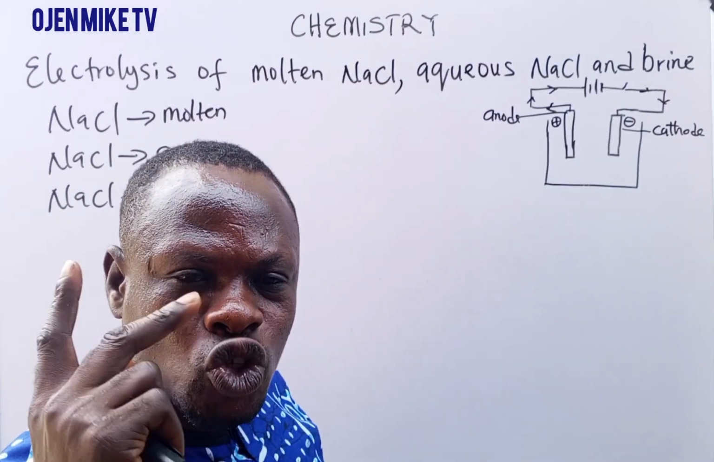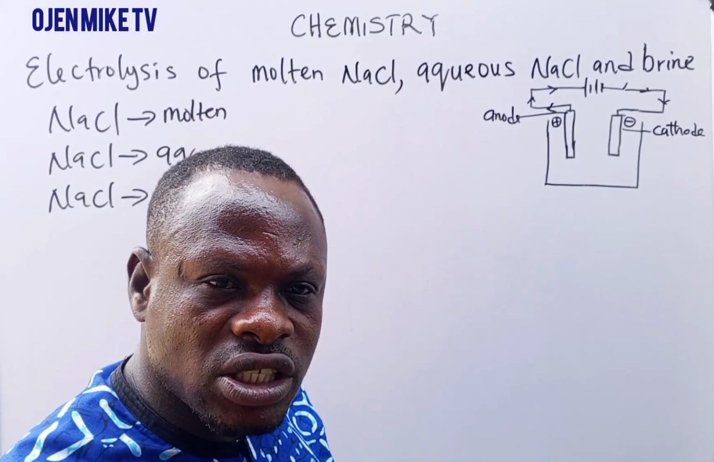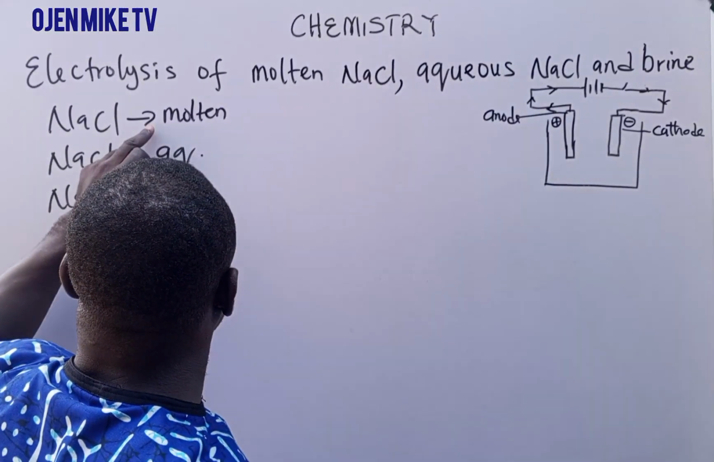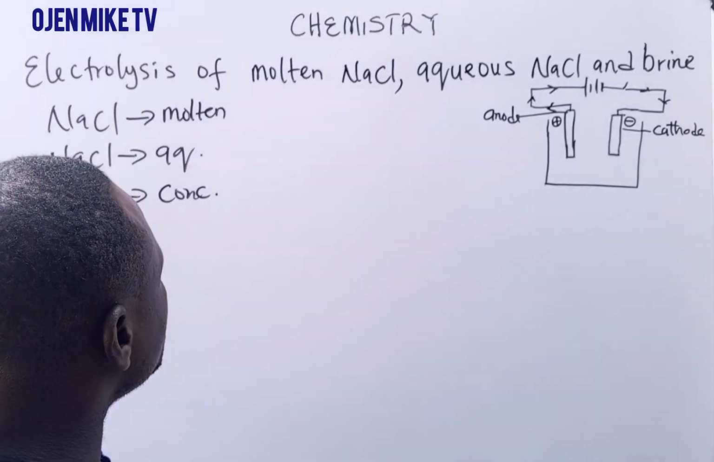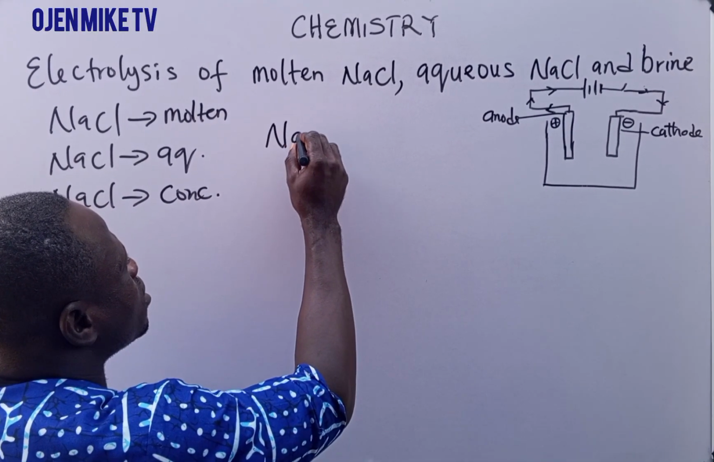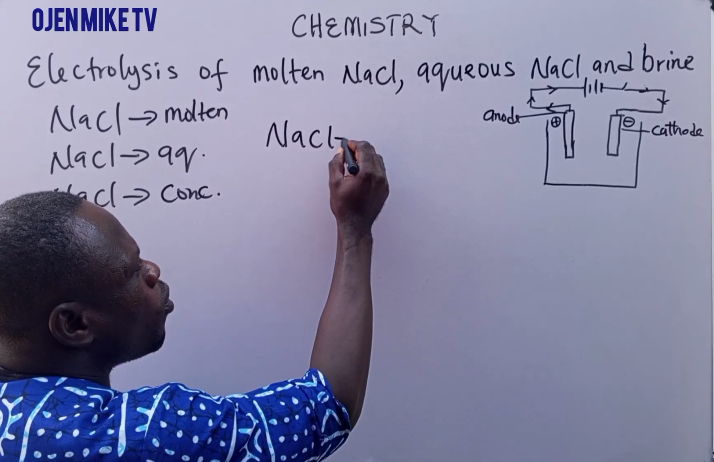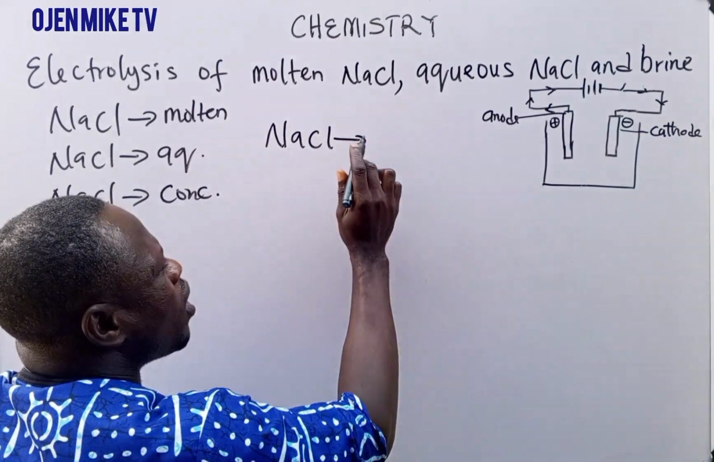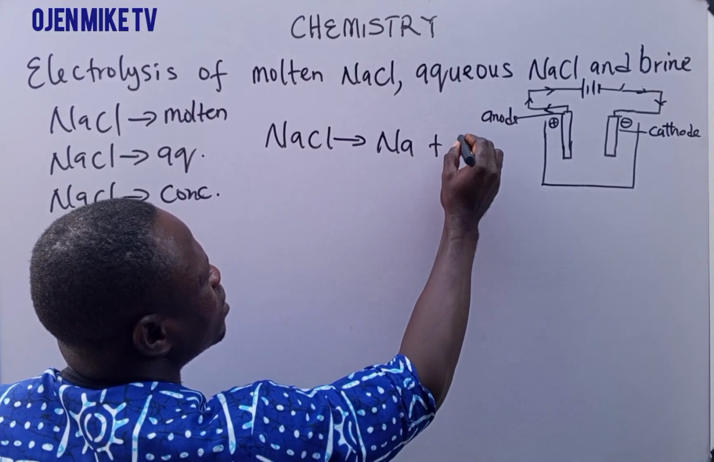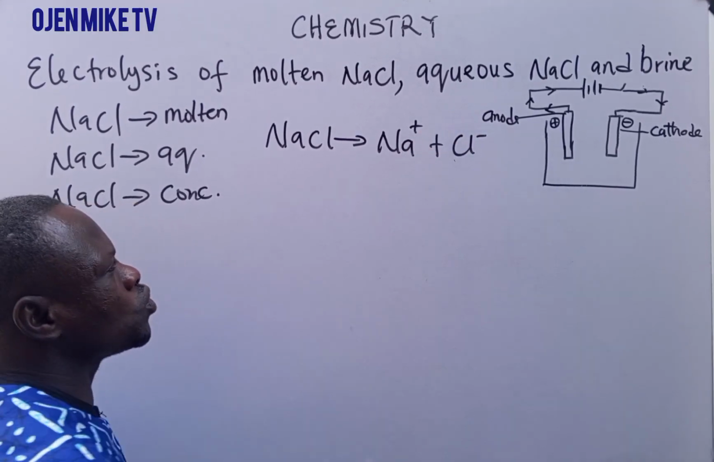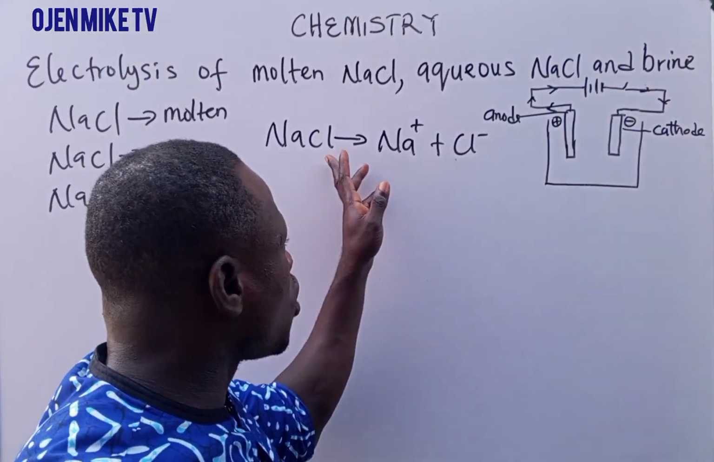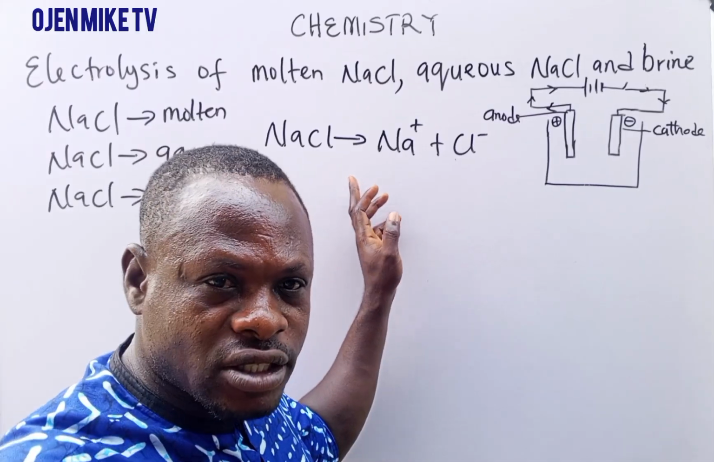Electrolysis happens in two forms: molten and aqueous. Now, molten form of sodium chloride means that you apply heat to it. When you apply heat to it, this sodium chloride will break down to form different ions: Na plus and chloride ion. This is the electrolysis of molten. This one will melt.